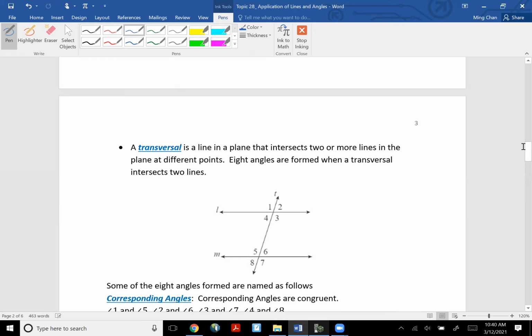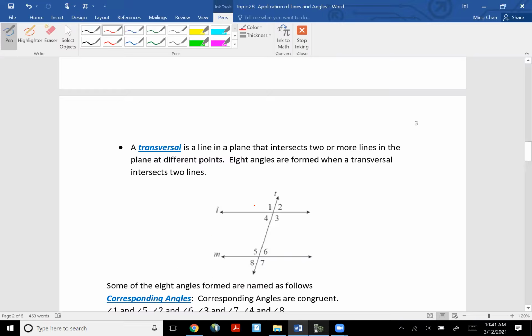All right. A transversal is a line in a plane that intersects two or more lines in the plane at different points. So basically, in my picture here, I have line L and line M. These two are parallel. So this T is called a transversal. If this transversal intersects two or more lines at different points, then that line is called the transversal. Okay, so this is something called the properties of parallel lines.